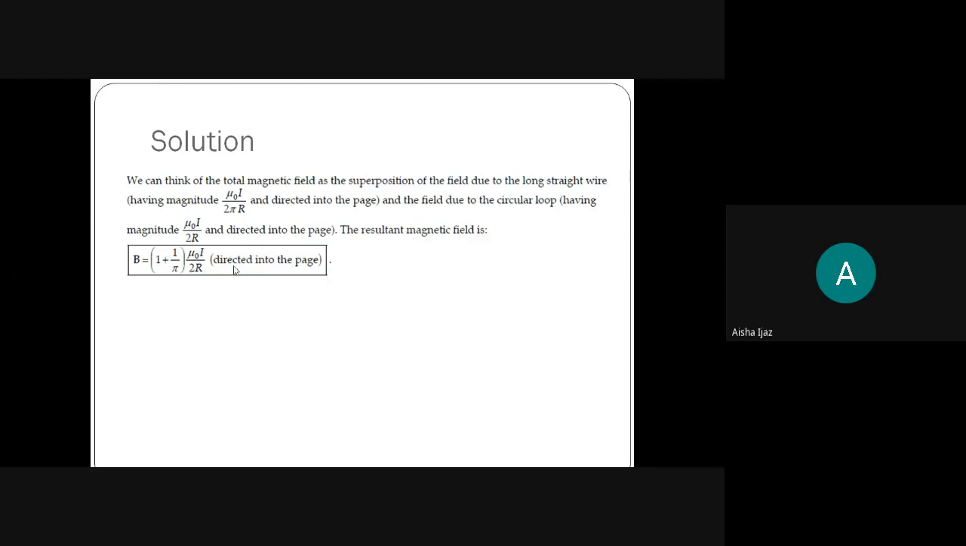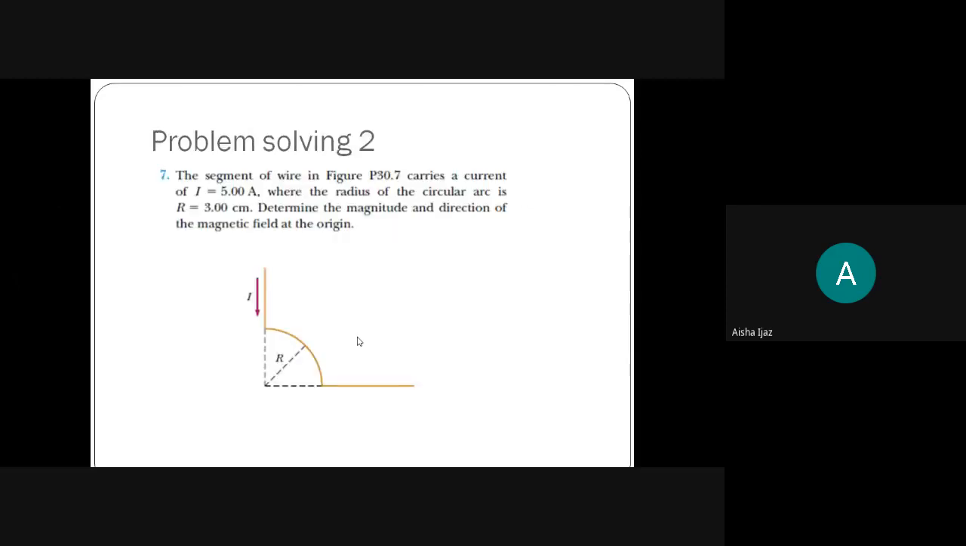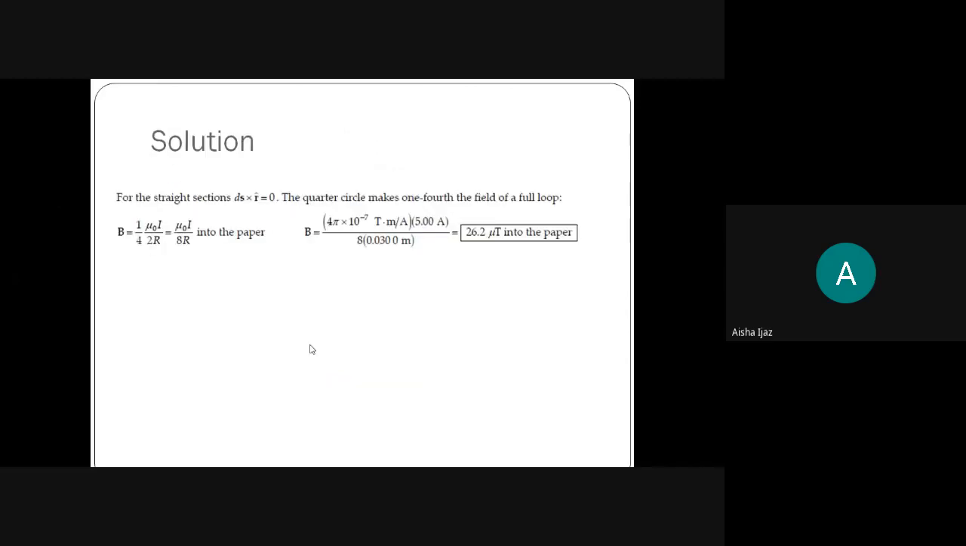This is just the direct answer which is given here, but you have to do it by yourself and ask me in the session. And similarly here, this is the wire segment which is given, so just divide it into three parts, 1, 2 and 3. These are the two straight sections, and this is the circular arc. Again, looking at the example we have discussed, just the data is changed here. You can do the question, the answer is given here. It's actually the answer which I just derived in the example, mu naught I over 8r. Just substitute the values and you will get the answer.